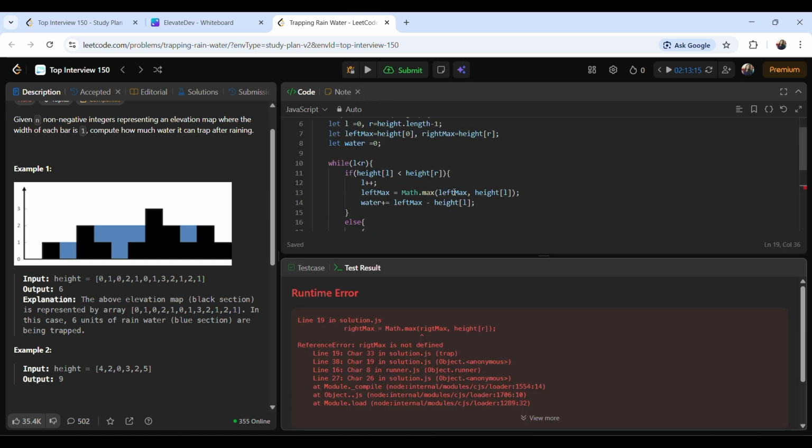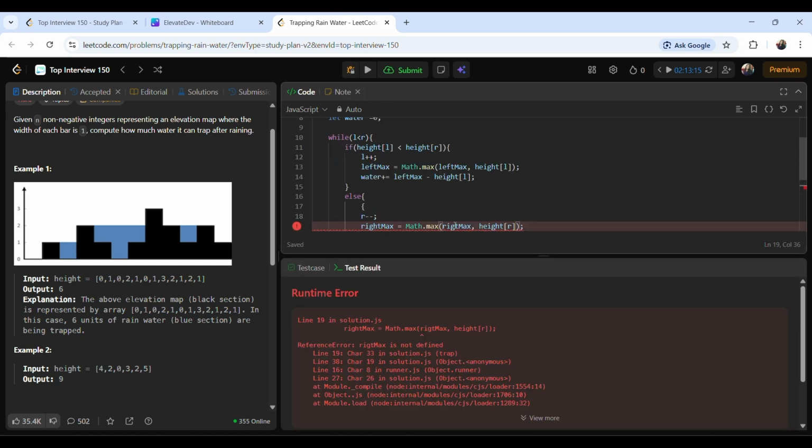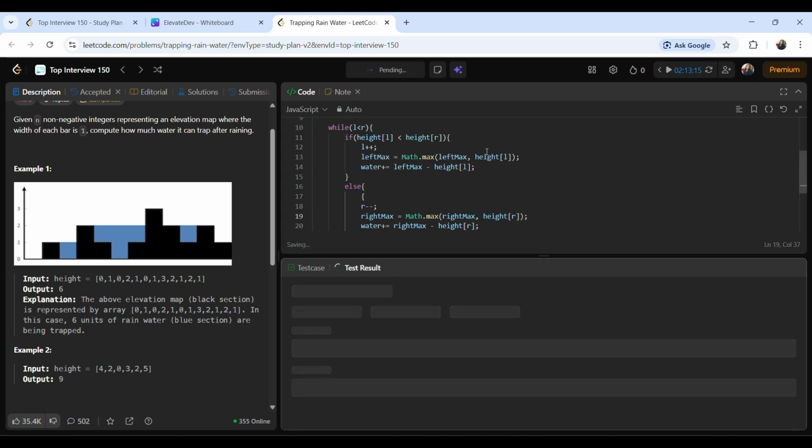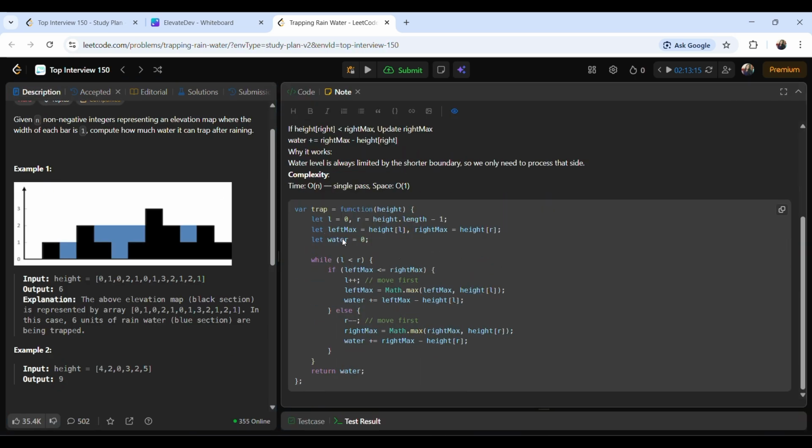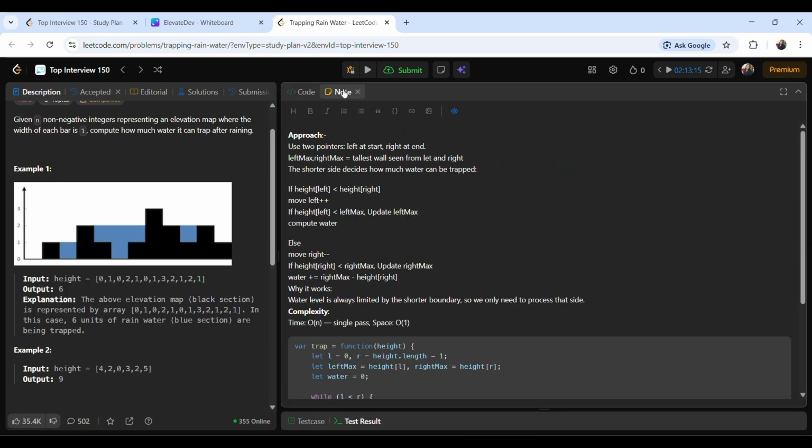Okay, I have made a typo, which I always do, don't be like me. So accepted, submit. This is submitted as well. The time complexity is going to be big O of n, and this is the code, this is the notes. Thank you.